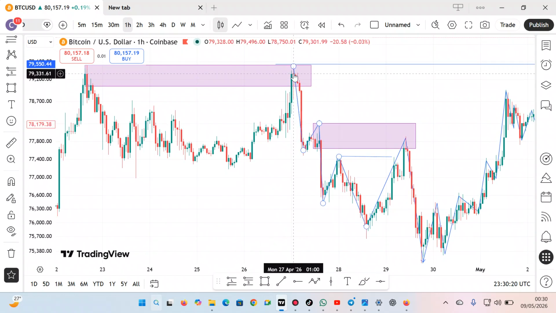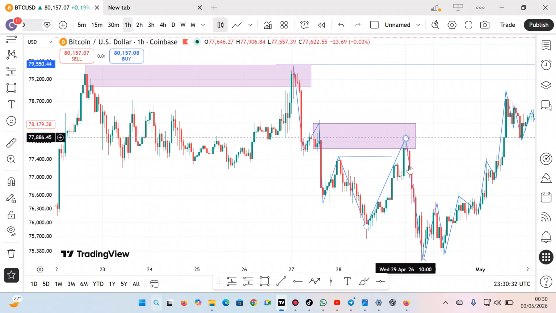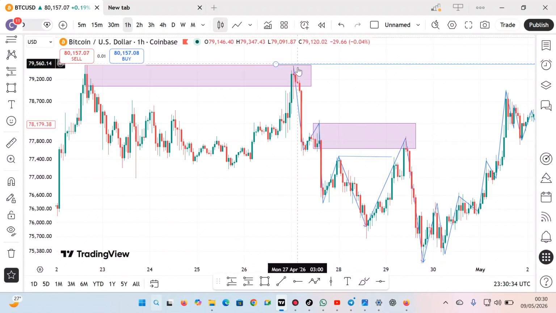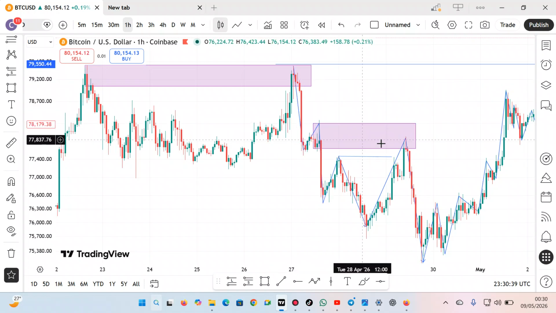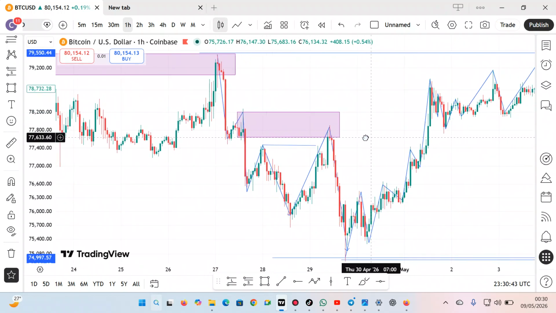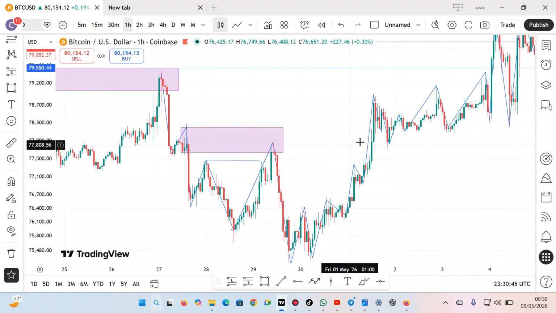Now, if I did not join from this zone, I have the opportunity to join because this was the first lower high it created, and it came back to that zone before dropping. So if I did not join, this is the right time for me to join from the second opportunity it has created. Okay, so that is what we call market structure.